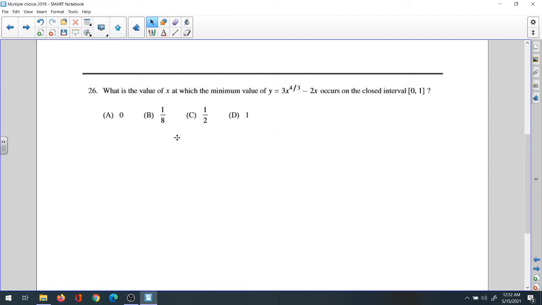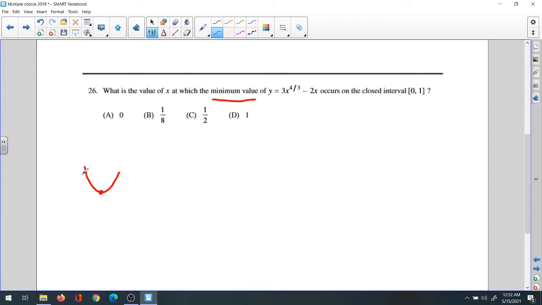Question 26. What is the value of x at which the minimum value of y equals 3x to the power of 4/3 minus 2x occurs on the closed interval from 0 to 1? When you see minima or maxima here, you get to know something. Minima: if we have a curve like that, this is the minimum point.